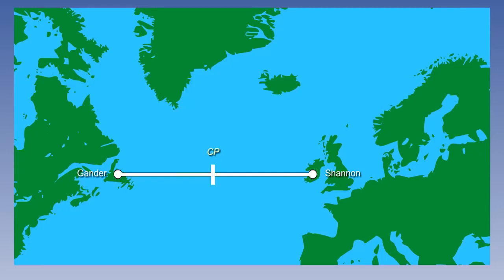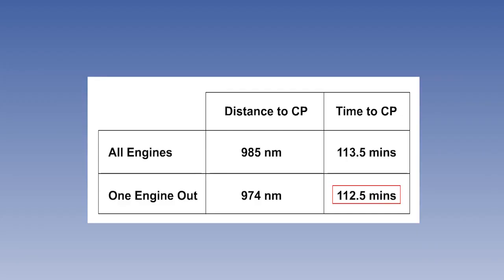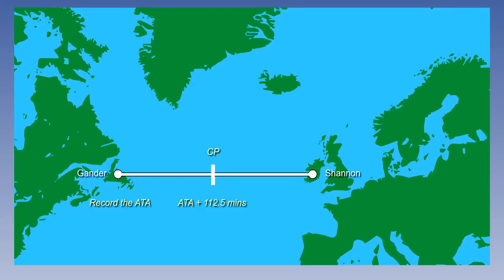Now, the idea of the critical point is that it is pre-calculated as part of the flight planning process. Then, as the aircraft passes over the last point of diversion before the oceanic leg, the actual time of arrival is noted. The pre-planned time to the critical point is extracted from the flight plan and added to the actual time of arrival over the last waypoint.